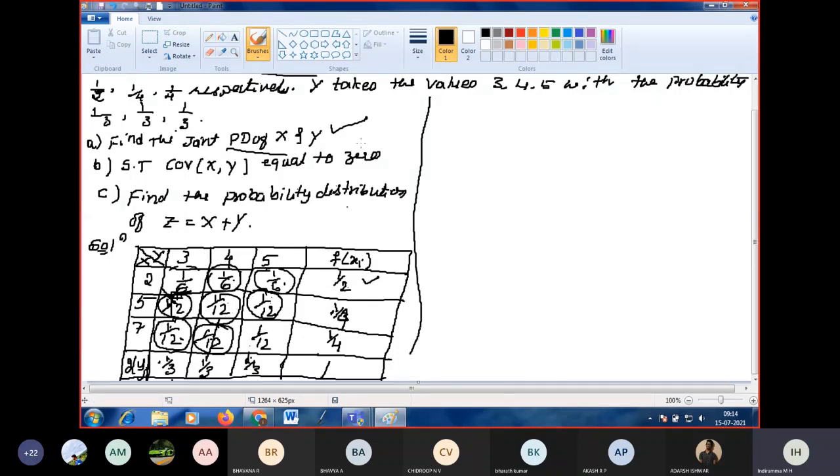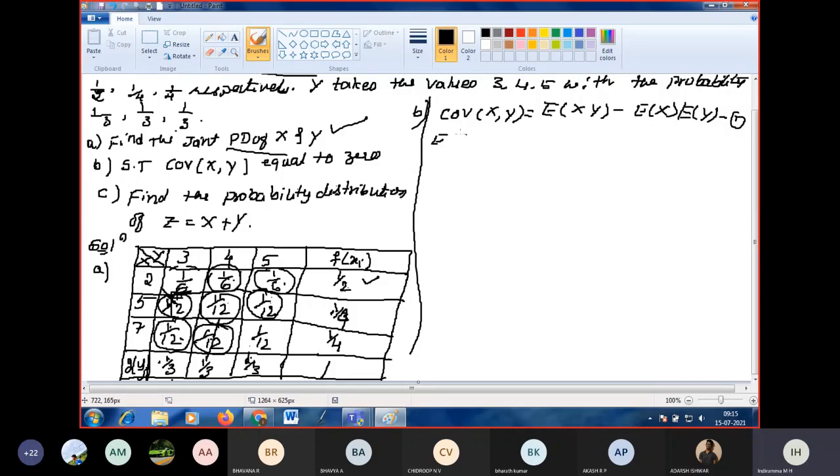We have to show that covariance of x comma y equals 0. What is the formula to find covariance of x comma y? What is the formula? E of xy minus mu x mu y. Mu x mu y is the expectation of x into expectation of y. So next you find out expectation of x. You call this as equation 1. This is your question number B. So this is question number A.